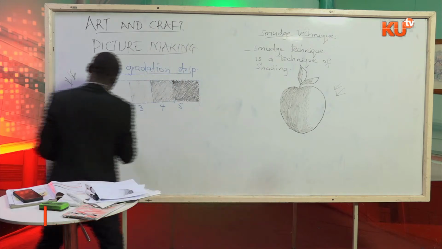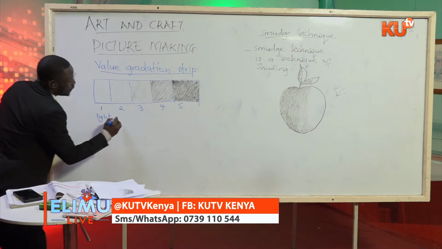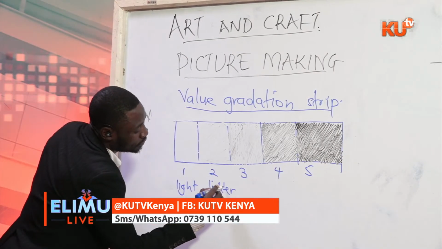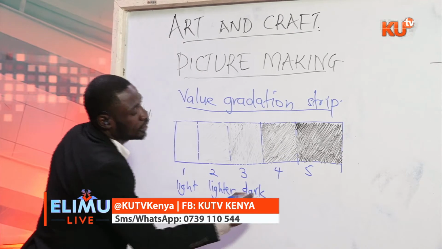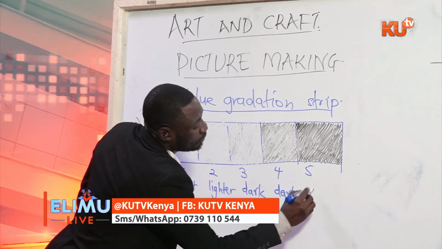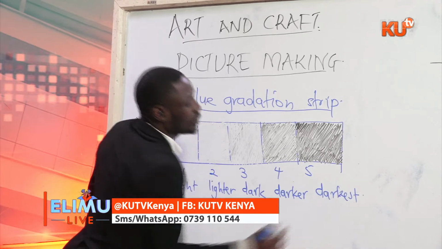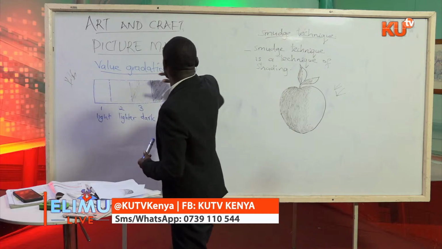So we can write here light, then this one lighter, then here is dark, number 4 darker, number 5 is darkest. Yes, so this is what we call value gradation.